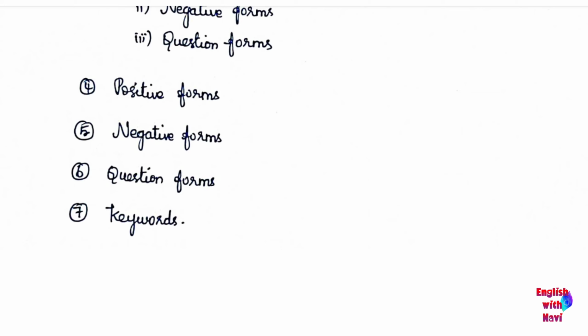So moving on to the last point, and that is keywords. Generally, usually, normally, every day, every week, things like that. So now remember these 7 points as always when it comes to simple present tense.